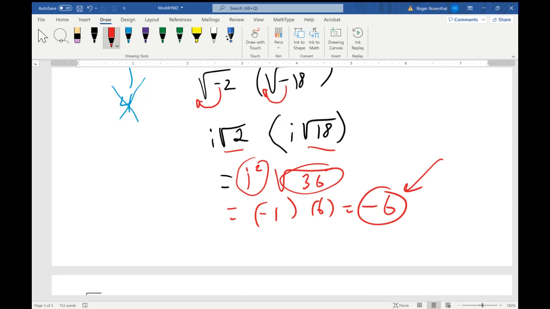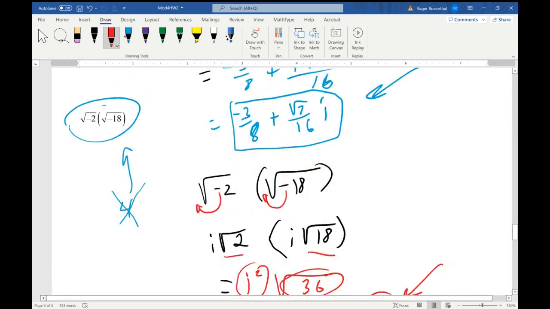I made a minor little mistake earlier. Let me just go up and show you. I didn't mean to say many students will say 4. I meant to say many students will say +6, which is wrong. The answer is -6, not +6.